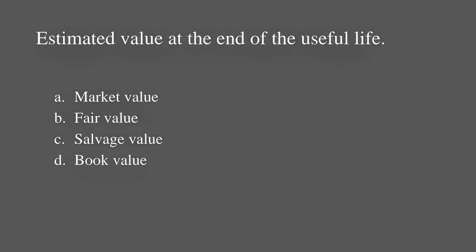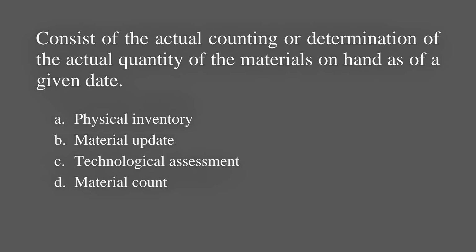Depreciation. Estimated value at the end of the useful life. A. Market value. B. Fair value. C. Salvage value. D. Book value. The answer is letter C. Salvage value. Consists of the actual counting or determination of the actual quantity of the materials on hand as of a given date. A. Physical inventory. B. Material update. C. Technological assessment. D. Material count. The answer is letter A.